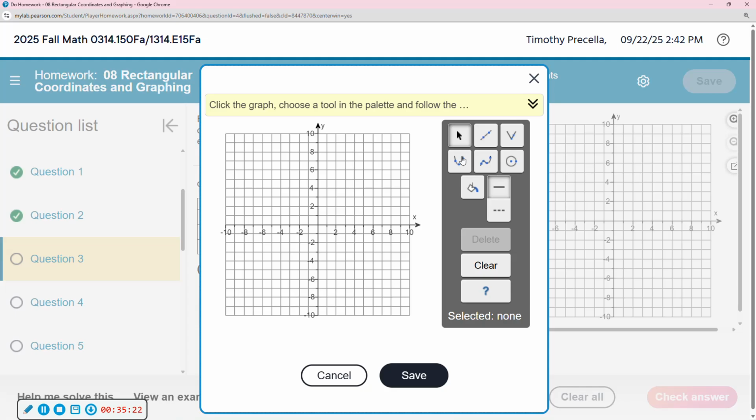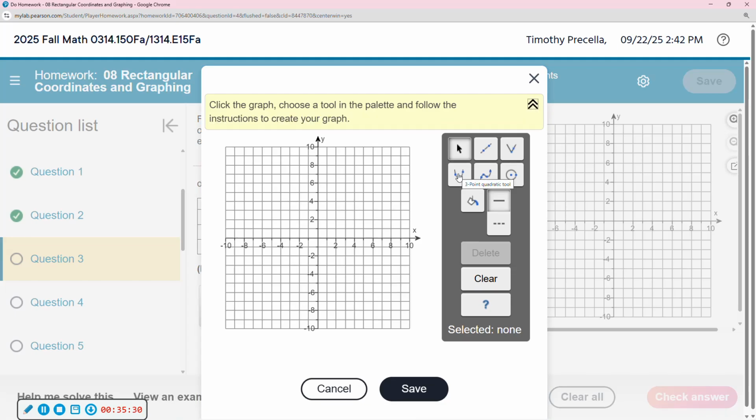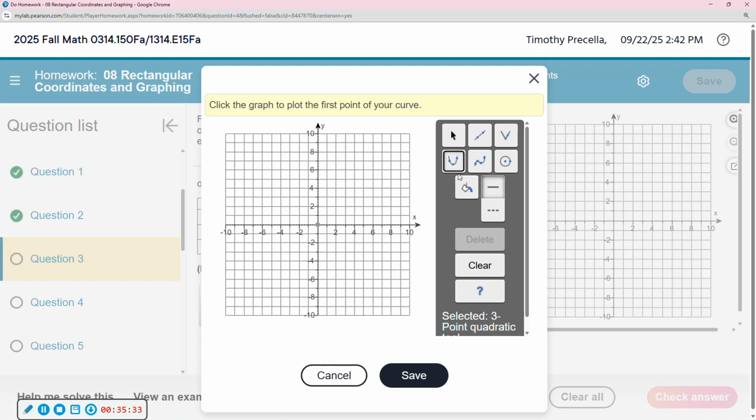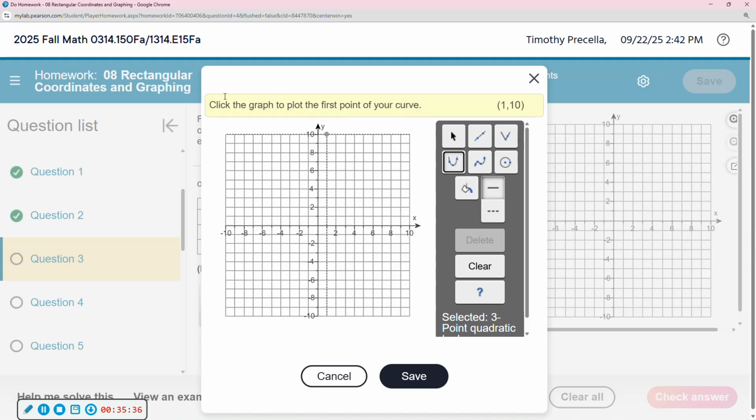And let me click there, and then we'll follow the instructions up here in the yellow rectangle. Okay? So I'm clicking 3-point quadratic. Plot the first curve. Click the graph to plot the first point of your curve. So let's see. The first one was at -2, 1. So in terms of the words left, right, up, down, -2, 1 means left 2, up 1. I look at the yellow rectangle to make sure I'm at the right point.